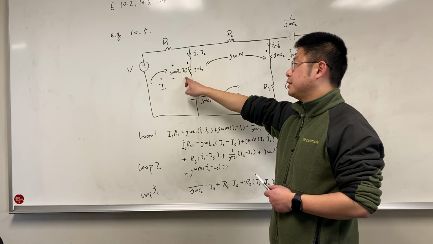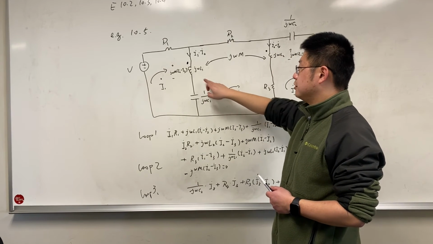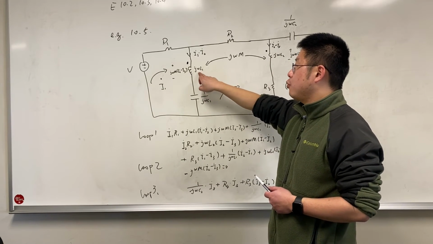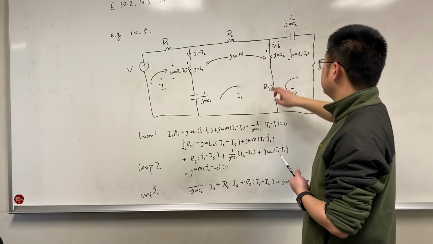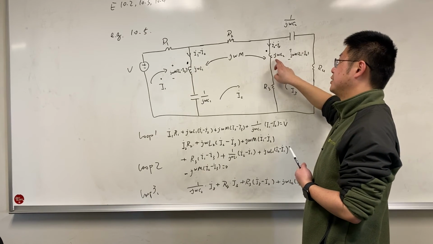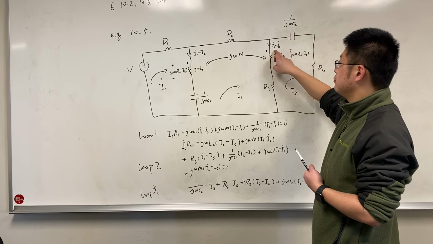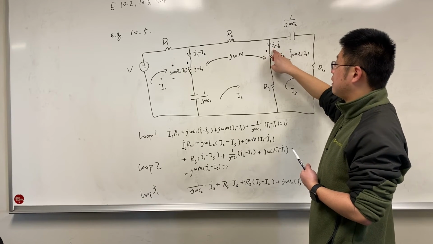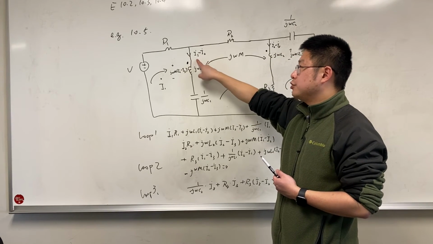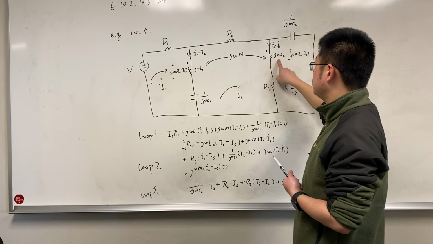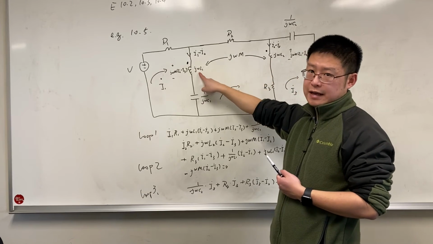For the first inductor, this loop current is I1, and this loop current is I2. So the current flowing through L1 is I1 minus I2, right? And for the second inductor, this is I2, this is I3, so the current flowing through L2 is I2 minus I3. So the current I1 minus I2 will generate a voltage on L2, and the current I2 minus I3 will generate a voltage on L1.